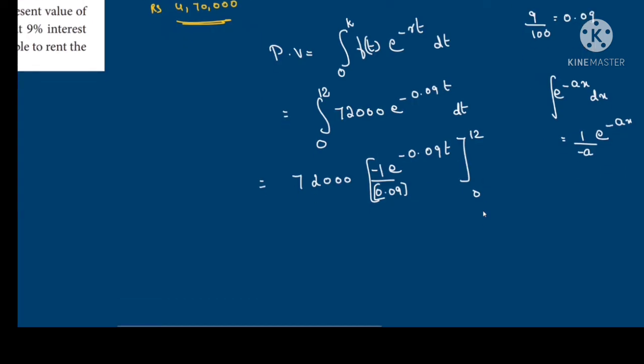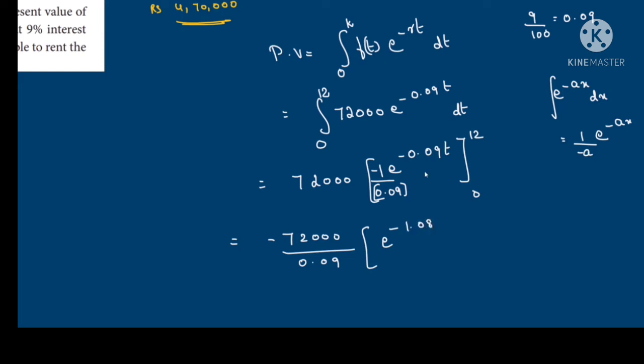So let us substitute now. This is equal to 72,000, you can put the minus outside, minus divided by 0.09, e power, put t as 12, 0.09 into 12 is minus 1.08. You can use the calculator. E power minus 1.08, minus, the lower limit is 0, put t as 0.